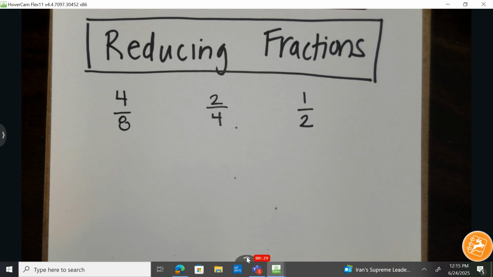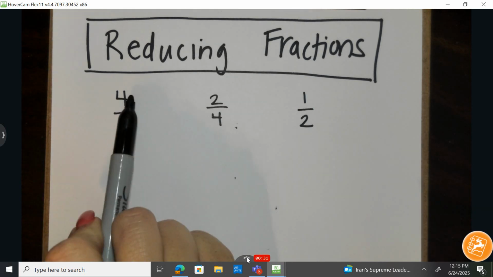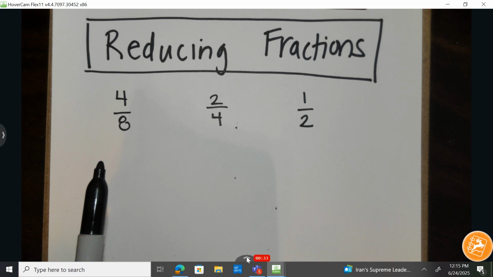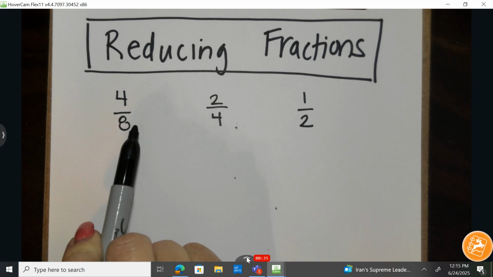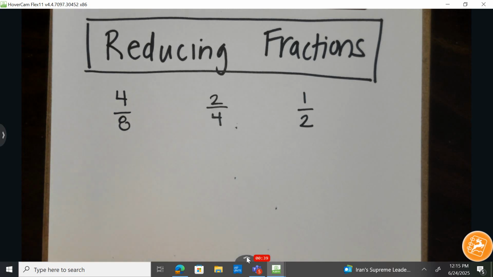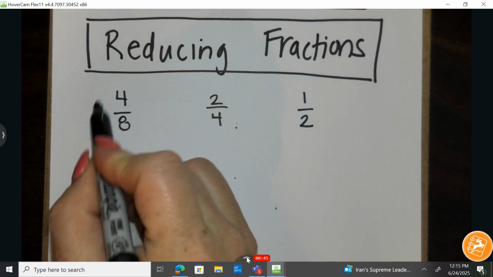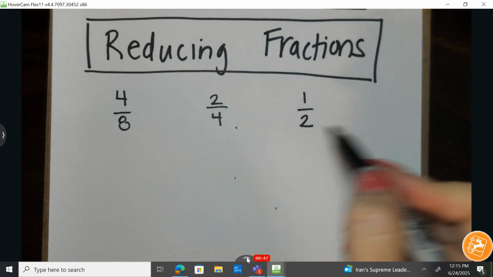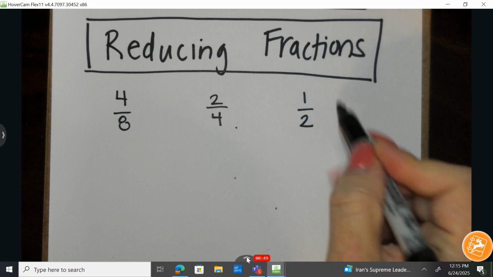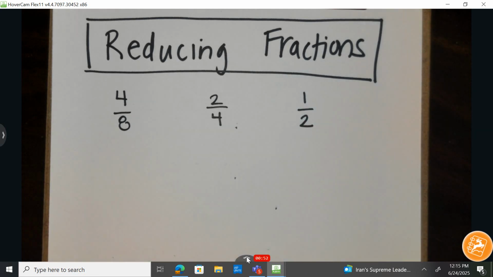To reduce a fraction means to divide the top number, called the numerator, by the same value that we divide the denominator, or the bottom number. And when it's in the smallest form, we say it's in a reduced form or simplified form. So how do I go from 4/8 to 2/4 to the final simplified or reduced form of 1/2?